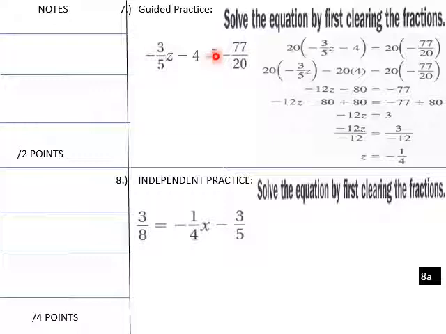This is an equation, though. We're not changing the sign here because it's not an inequality. It's just an equation. So negative 12z equals 3. Divide through by negative 12 on both sides. Then we end up with z equals negative 1/4.